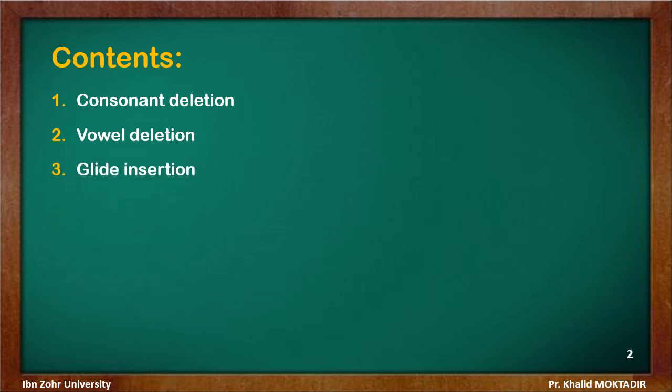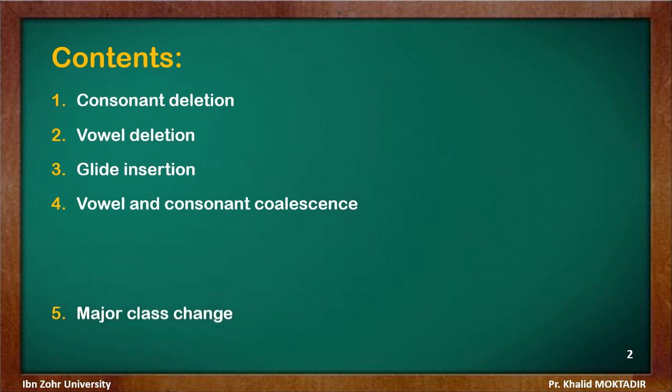And three is on glide insertion. This is a case where we have juxtaposed vowels, that is, one vowel next to the other, and we need to separate them by inserting a glide. Number four is on vowel and consonant coalescence. This is where a vowel and a consonant merge to make one single sound. We'll see that with some detail later on.